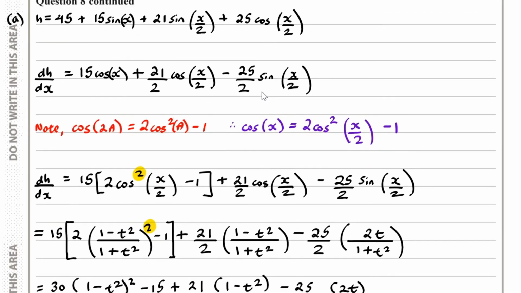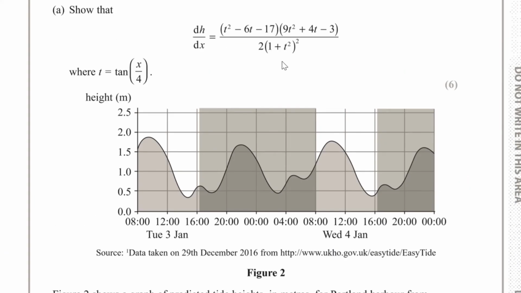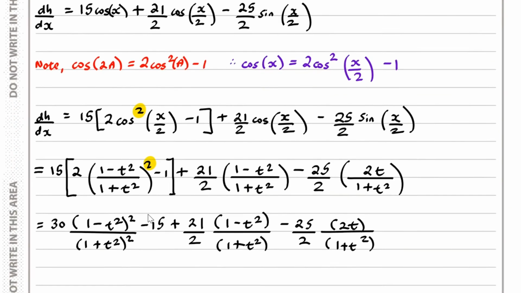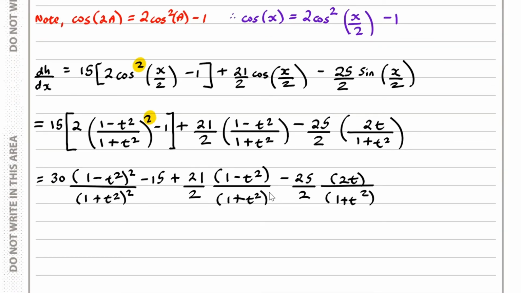Now, like I said before, the denominator over here is 2 lots of 1 plus t squared squared. So we want to rewrite every single term over here in terms of that common denominator. So for this first term over here, we would have 60 lots of 1 minus t squared squared over 2 lots of 1 plus t squared squared. Hopefully you can see they're exactly the same. It's just that 60 over 2 is the same as 30.